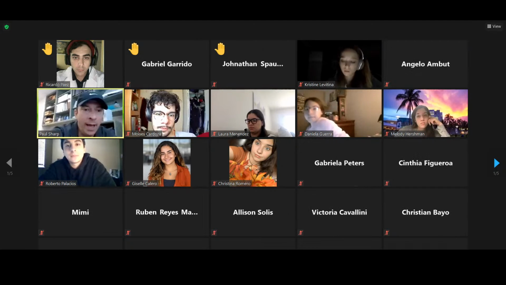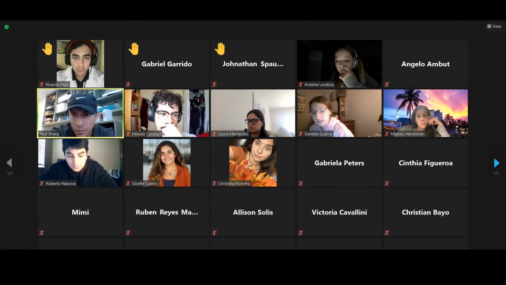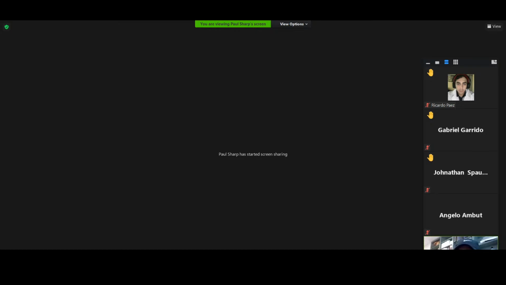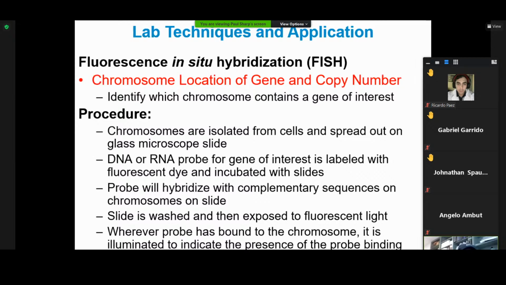Let me get this modified for PowerPoint, and let me move on. So now what we're going to do is learn about fish. Not the stuff that swims in the water, but fluorescence in situ hybridization. So in situ, you probably know about in vitro and in vivo. In vitro means in glass, like in a test tube. In vivo means within the organism. And in situ means on site.